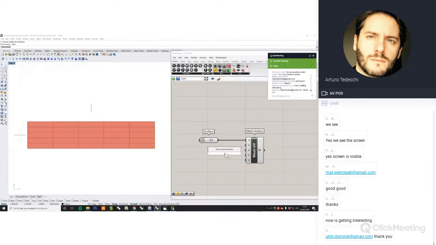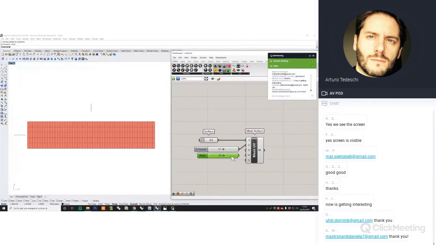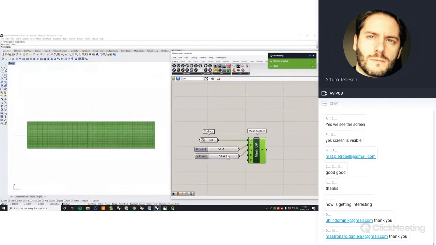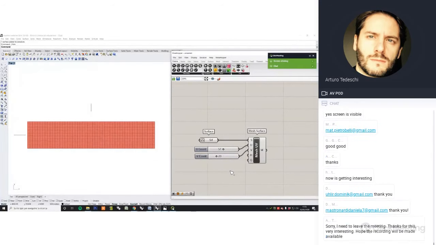This one goes here. And let's divide it into 51 by 23. Beg your pardon. Okay. That's important in order to have a proper set of subdivisions that are useful for the shape that we want to create.